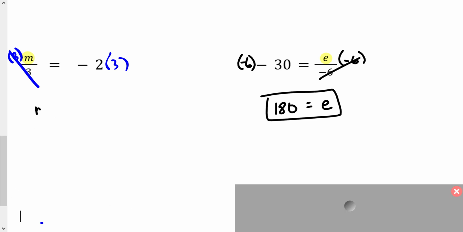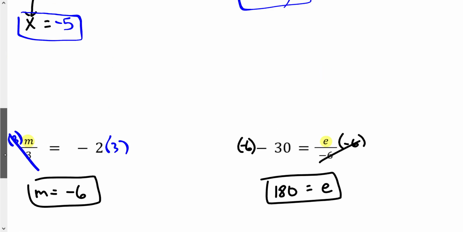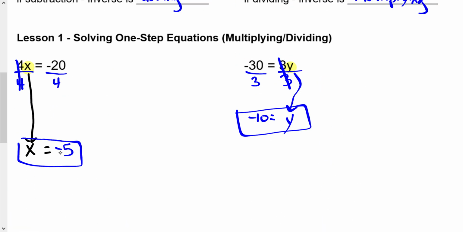Let me go through and actually fix this one right here. There we go. M equals -6. And in fact, one of the things I'd like you to do is just make sure that you're always boxing in your answer with the variable by itself equaling to what it's supposed to be. That way it's a lot easier for the person grading these papers.